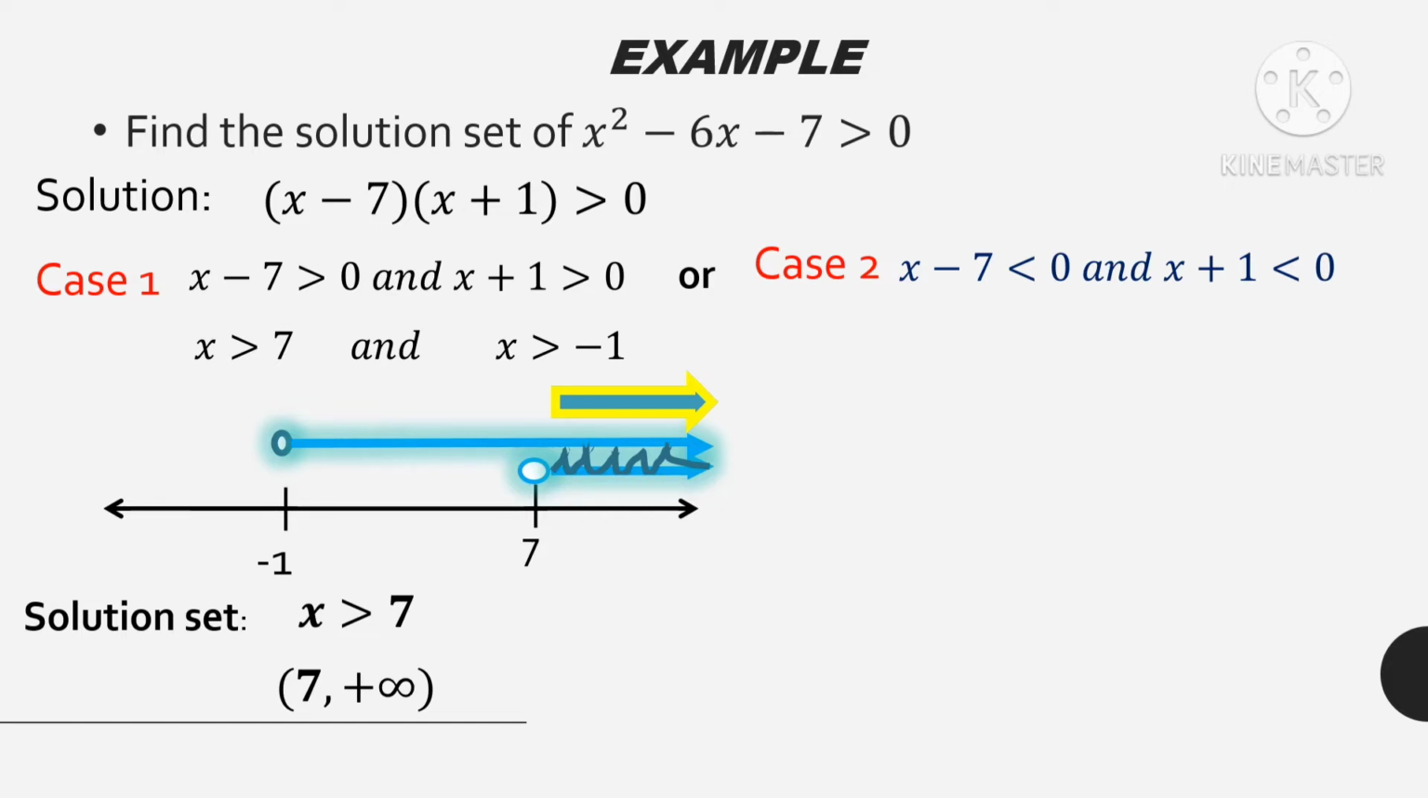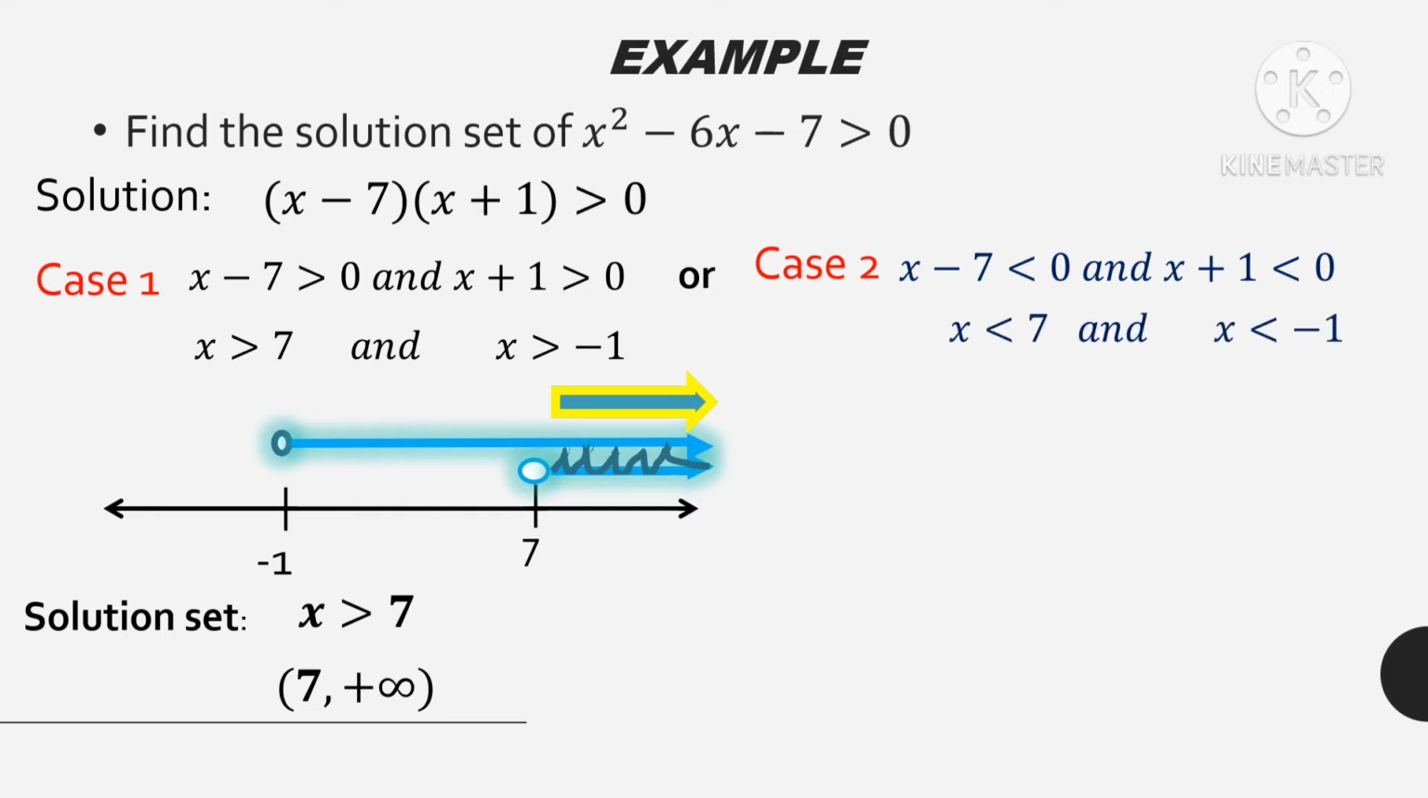These are the solution set. What are those numbers? Examples of numbers greater than 7 are 8, 9, 10, 11, 12, and so on and so forth. So there are infinite numbers. That's the answer under case number 1. How about case number 2?